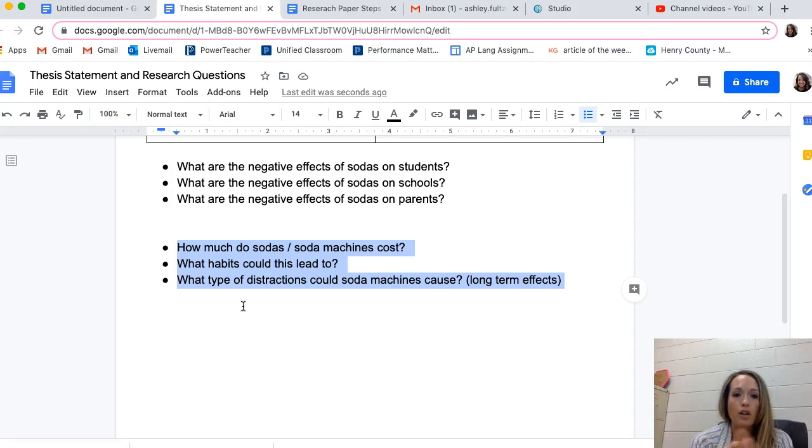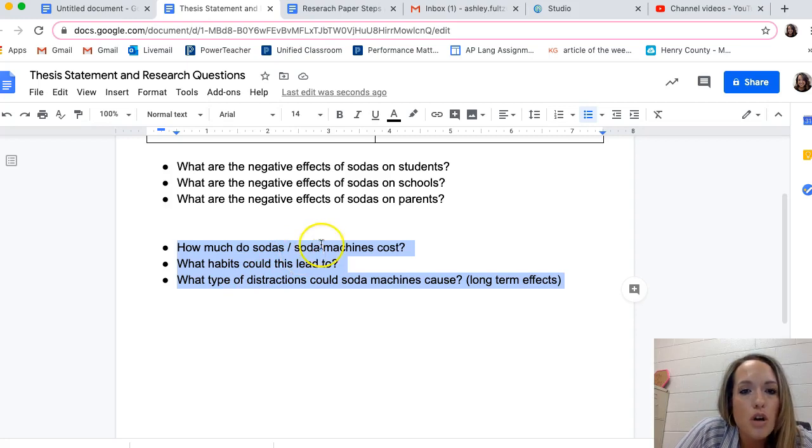Also, while we're looking at these questions, it's important that maybe we order them. And I like to order them based on importance, but I also like to think about logistics, like logically which question should go first, second, and third.